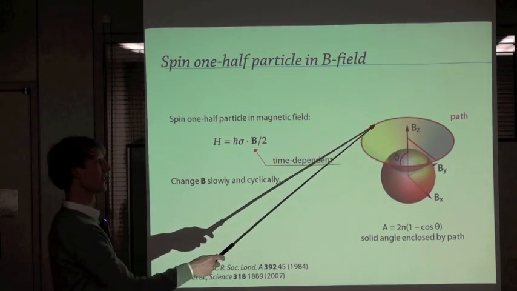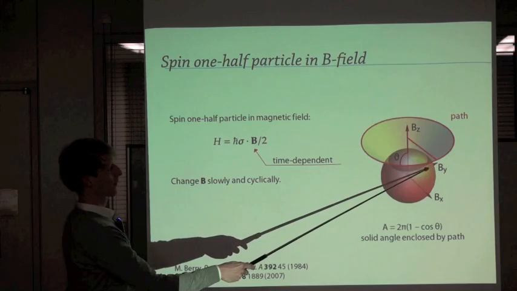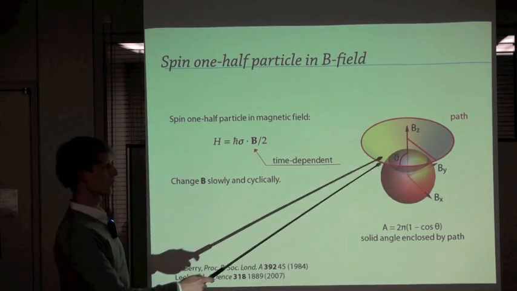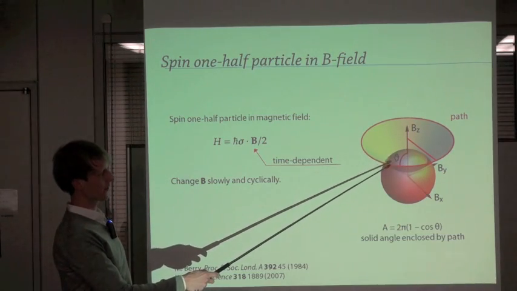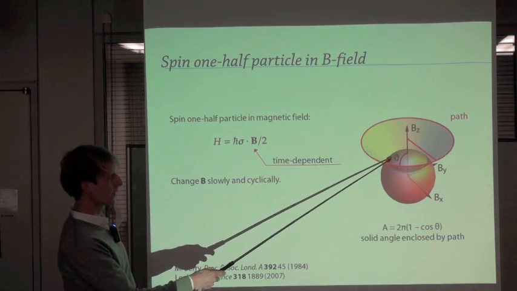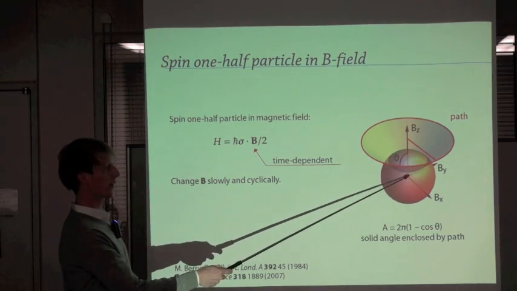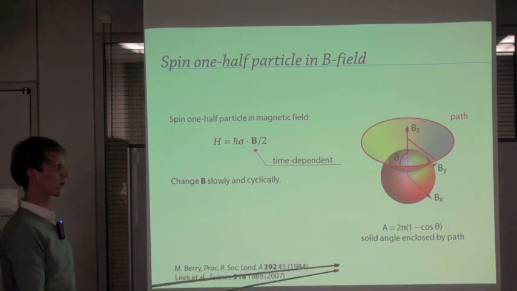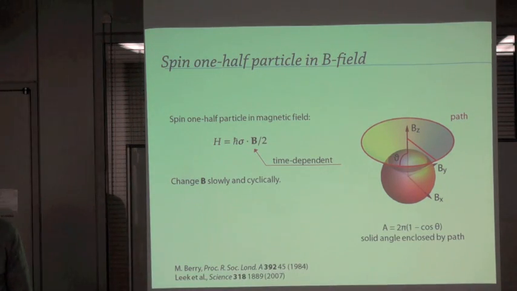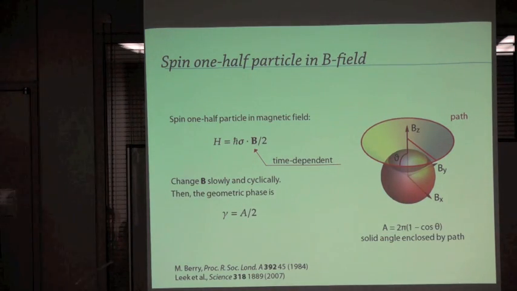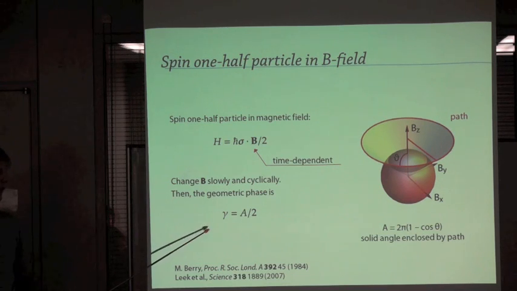So we take our B field and have it travel along this line in some time interval. When you consider such a path, you can look at the solid angle it encloses. So you just project this path on the unit sphere and see what's the area enclosed by this projection there. That's simply the solid angle A. Now Michael Berry has shown that the spin-half system, after such a B-field cycle, will have acquired a geometric phase which is half the enclosed solid angle.